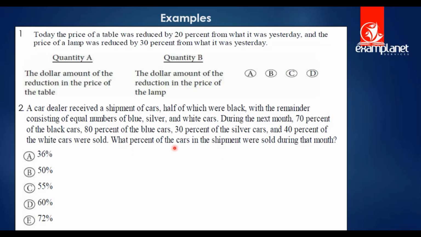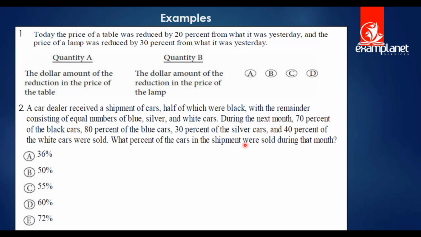Now the question says, what percent of the cars in the shipment were sold during that month? That's the question. What percent of the whole shipment were sold during the month? So we want to know what percent of the shipment was sold. Now, if you remember when we talked about interpreting mathematically a statement like this, that simply means sold over shipment times 100. Total number of sold cars divided by total number of shipments multiplied by 100.